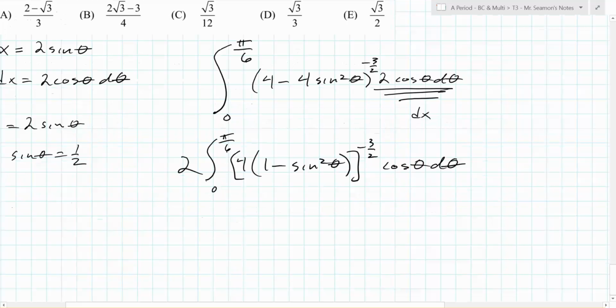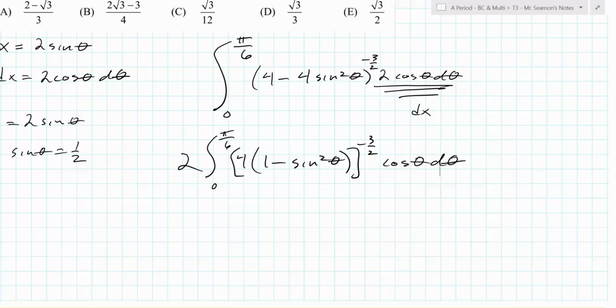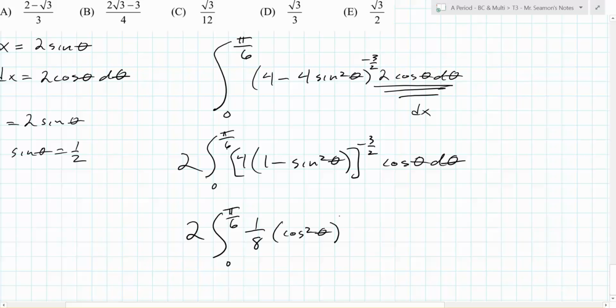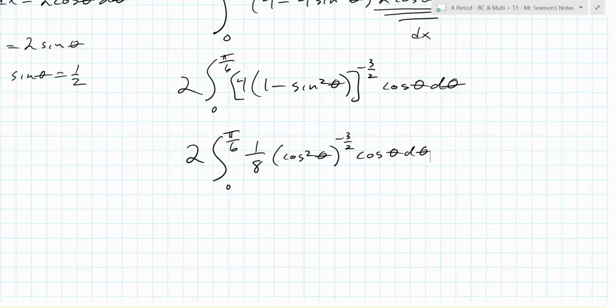Is that correct? What is 1 minus sine squared? So what do you have here? The integral from 0 to pi over 6 of, what is that? The square root to the negative, it's 1 over 8, right? It's 1/8 times cosine squared theta to the negative 3 halves times cosine theta d theta. Is that correct? Am I doing okay so far?